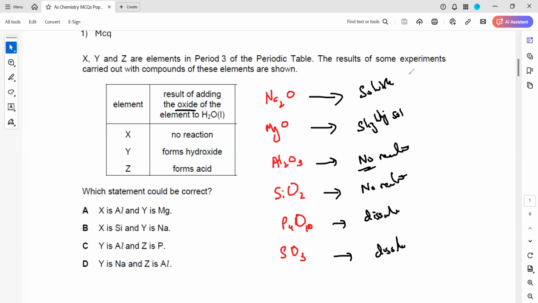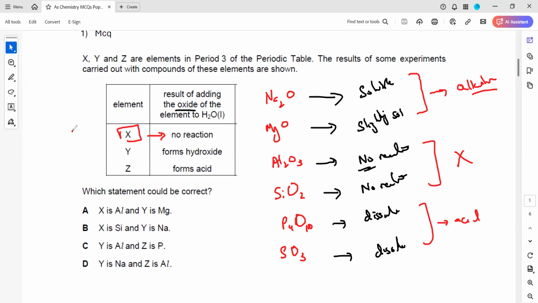So these two, when they dissolve, will form an alkaline solution. These two, when they dissolve, will form an acid. And these two, when added to water, will not form an acid or alkali. They do not dissolve, no reaction occurs. So first, when water is added, what could be X? X could be either, because no reaction happens. So it might be aluminium oxide or silicon oxide, because aluminium and silicon oxide do not react.